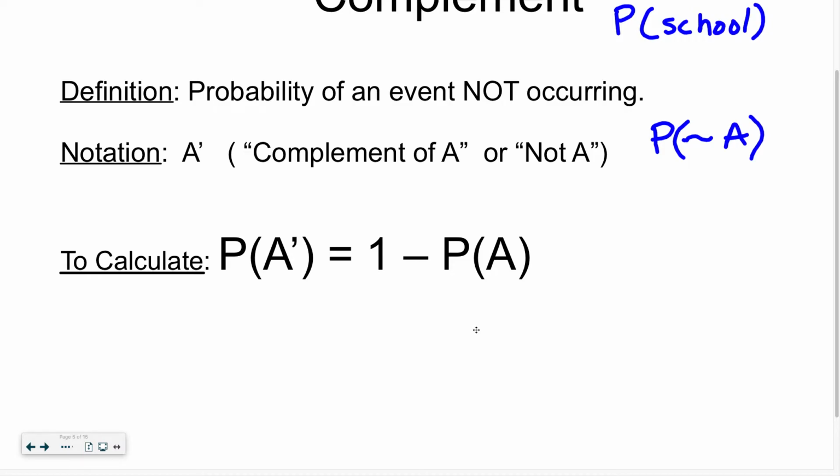If the probability of snow today is 30%, what's the probability of no snow? 70%, right? They have to add up to 100.